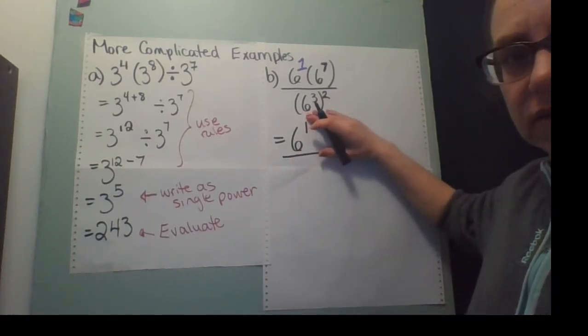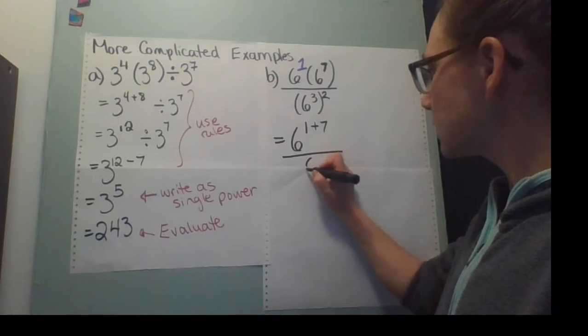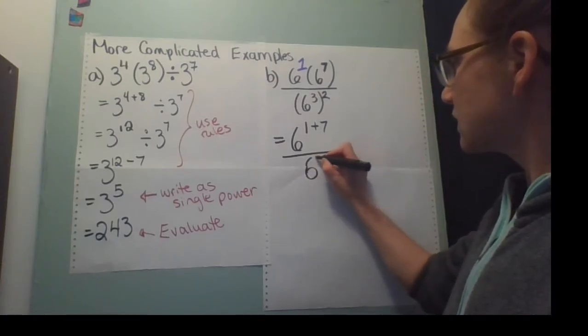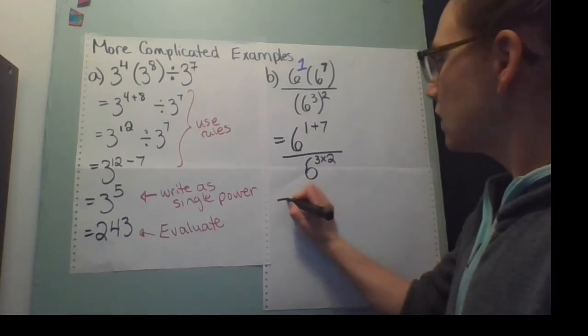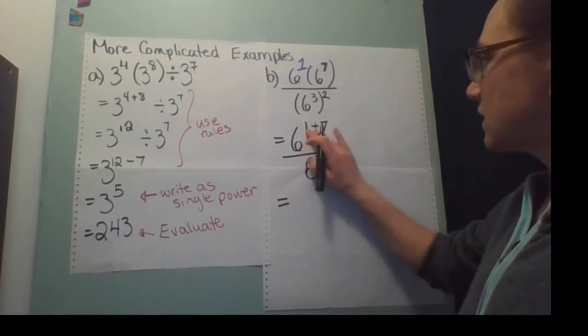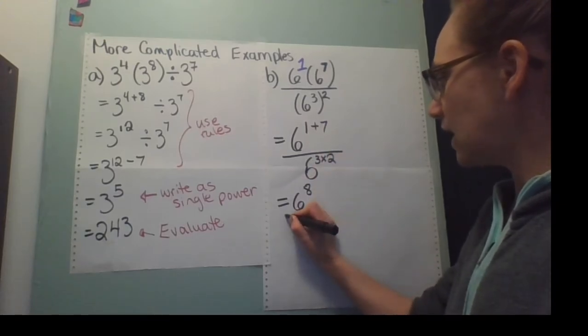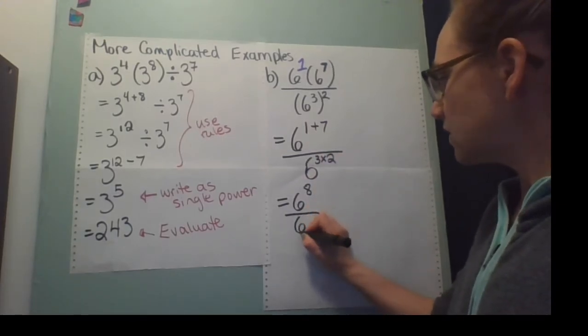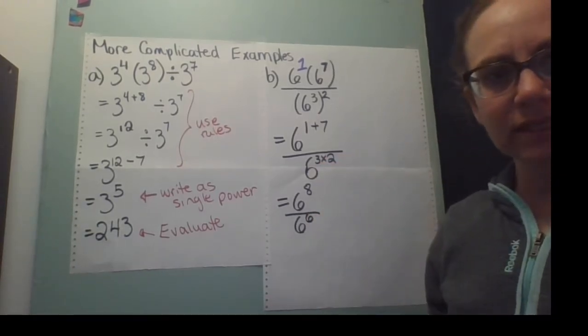And we can simplify our denominator at the same time. So here I've got a power of a power. So we're going to multiply those exponents. So you end up with 6 to the exponent 3 times 2. Let's simplify that up a little bit. 6 to the exponent 1 plus 7, so that becomes 6 to the 8 in my numerator. And my denominator becomes 3 times 2, so 6 to the exponent 6.